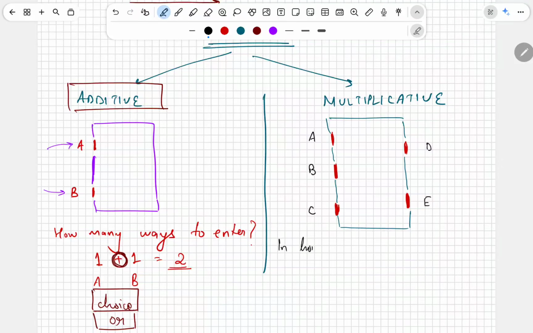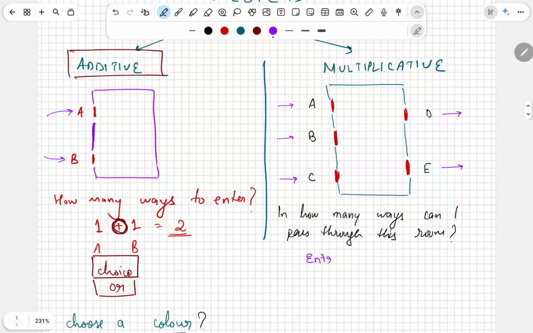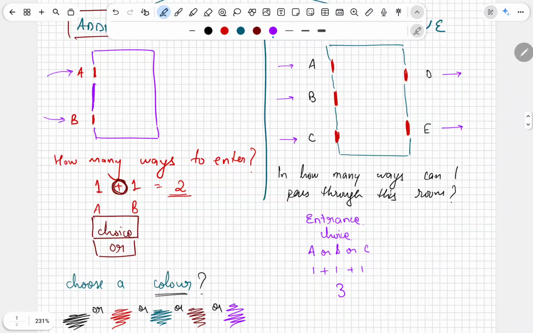In how many ways can I pass through this room? Now how many choices do I have? I can enter the room through A, I can enter the room through B, or I can enter the room through C. I can exit the room through D or I can exit through E. Now, if we talk about entrance, how many choices do I have for entrance? Either A or B or C. So I have 1 plus 1 plus 1. That is total 3 choices.